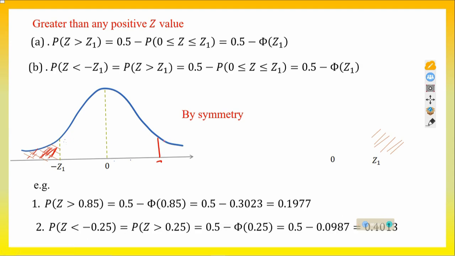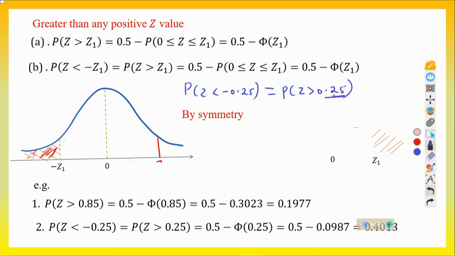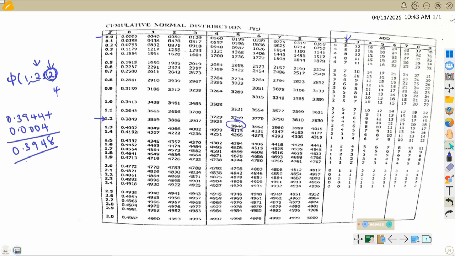If you are interested in the probability of Z less than negative 0.25, as we said, this is the same as the probability of Z greater than 0.25, because of the negative, the sign of the inequality will change. You already know how to read this value. So from the table, we can as well write it as 0.5 minus the table reading of 0.25. So go to your table and take the reading of 0.25. 0.2 is here, then 5 is here.